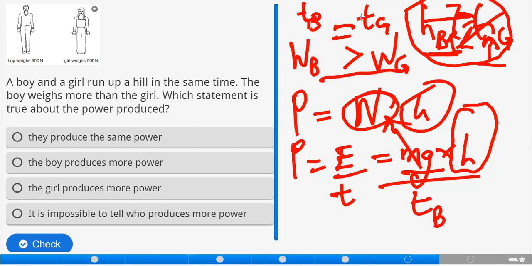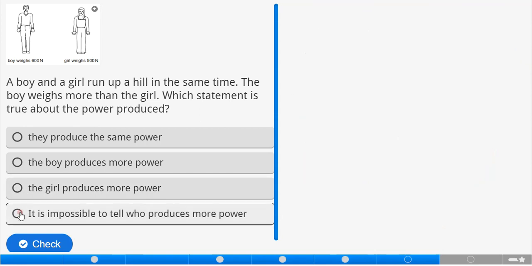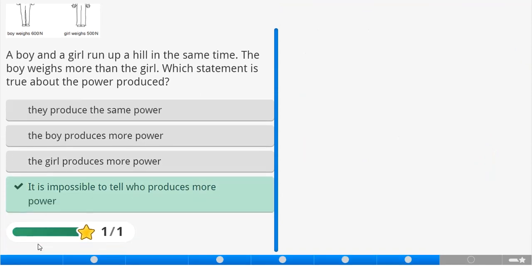The boy produces more power. This is not certain due to the height also. The girl produces more power. That is also not certain due to the height. It is impossible to tell who produces more power. Yes, because the height at which they climb is not specified. At least how high they run up the hill is not specified. So let's pick that and check. That's correct.